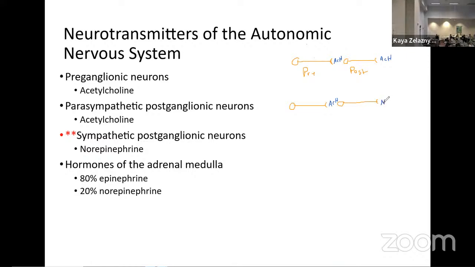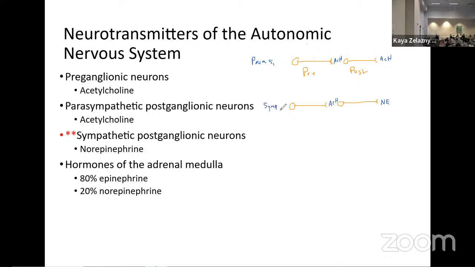Our exception there is the specific type of sympathetic nerve that goes to the adrenal gland to a chromaffin cell. That's where we'd have our epinephrine coming from. Okay. So these are our pathways for a parasympathetic versus a sympathetic connection.